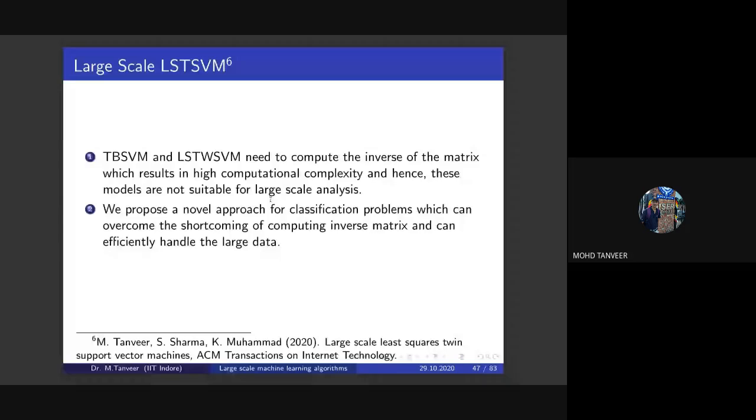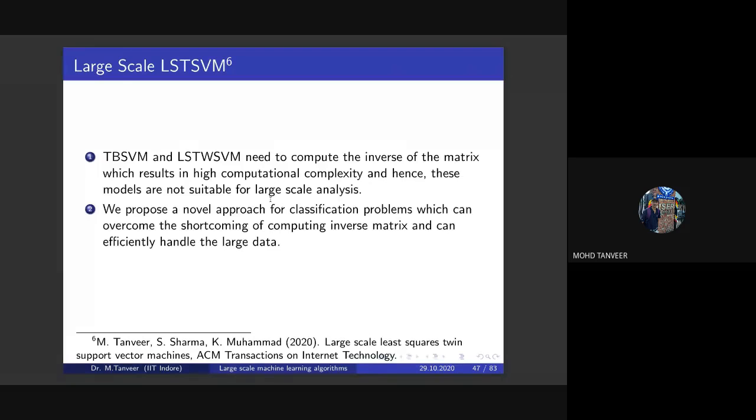Large scale data. What happens in all the previous models I discussed so far? Whatever be the nature, either it's least square or TBSVM, an improved version, a theoretically advanced model, in all the previous models we need to calculate the inverse of the matrices. Due to the calculation of inverse matrices, it results in high computational complexity. And thus, such models are not suitable for large scale data.